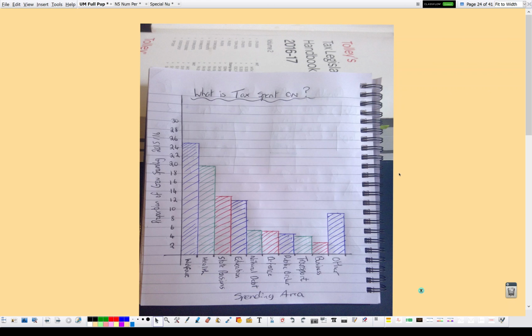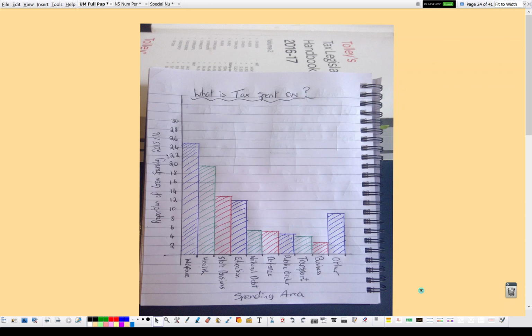Okay, so I've drawn this as neatly as I could. Obviously, some of them are like 19.9%, just slightly under the line for 20. I just tried to make it as accurate as I could. Just do the same. I've done mine in different colours, but it doesn't need to be in different colours.